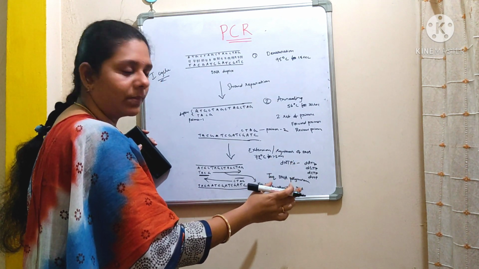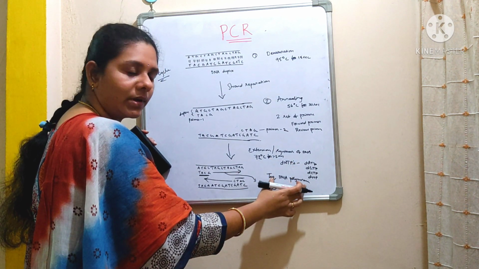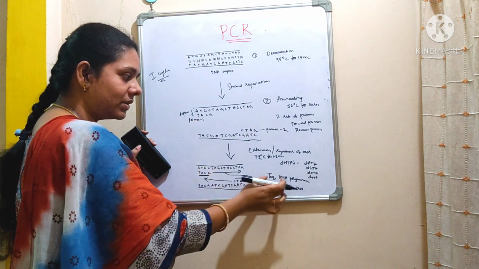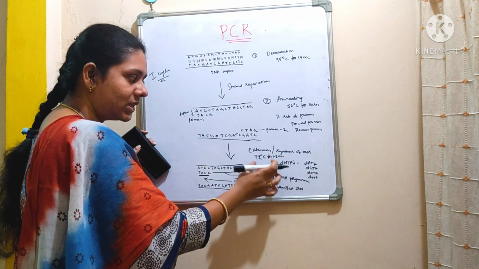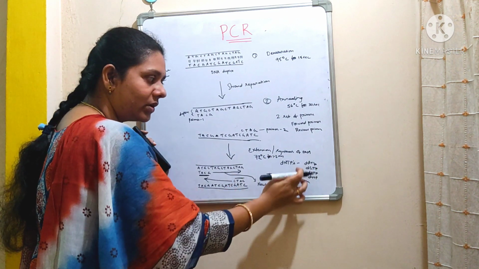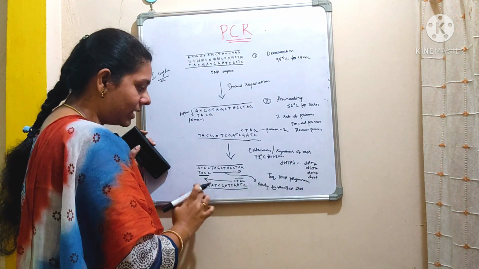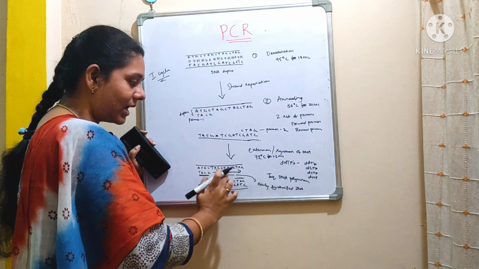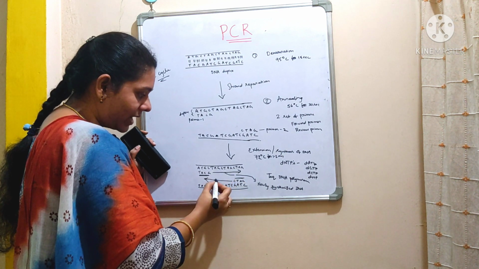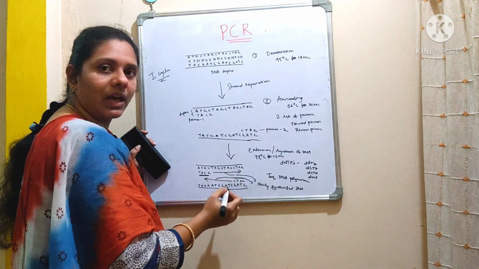and Taq DNA polymerase. What will this Taq DNA polymerase do? After the hybridization with the primer, this Taq DNA polymerase, which is resistant even at this temperature of 72 degrees centigrade, utilizing all the dNTPs, is going to add them one after the other and catalyze the synthesis of DNA. This is the new strand of DNA, and here this is the new strand of the DNA.